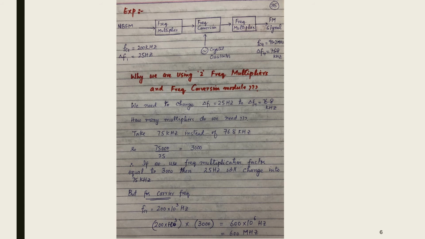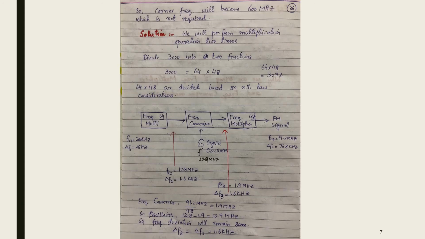Okay, so if we use a frequency multiplication factor equal to 3000, then 25 hertz will change into 75 kilohertz. But the carrier frequency will also get changed, because at the start we have a carrier frequency equal to 200 kilohertz. If we multiply this 200 kilohertz with 3000, which is the frequency multiplier, then we get 600 megahertz, which is a huge frequency, and our target carrier frequency was 91.2 megahertz. So the carrier frequency will become 600 megahertz, which is obviously not the required case.